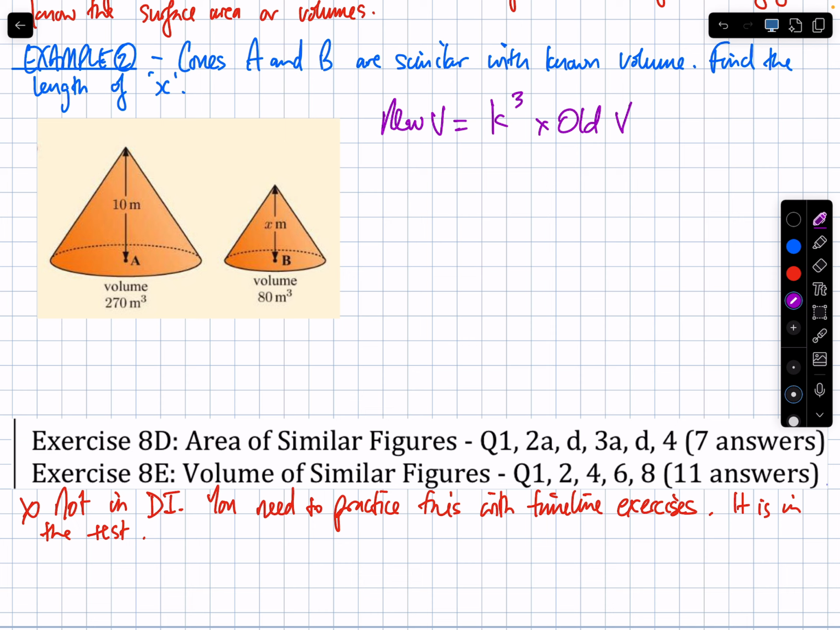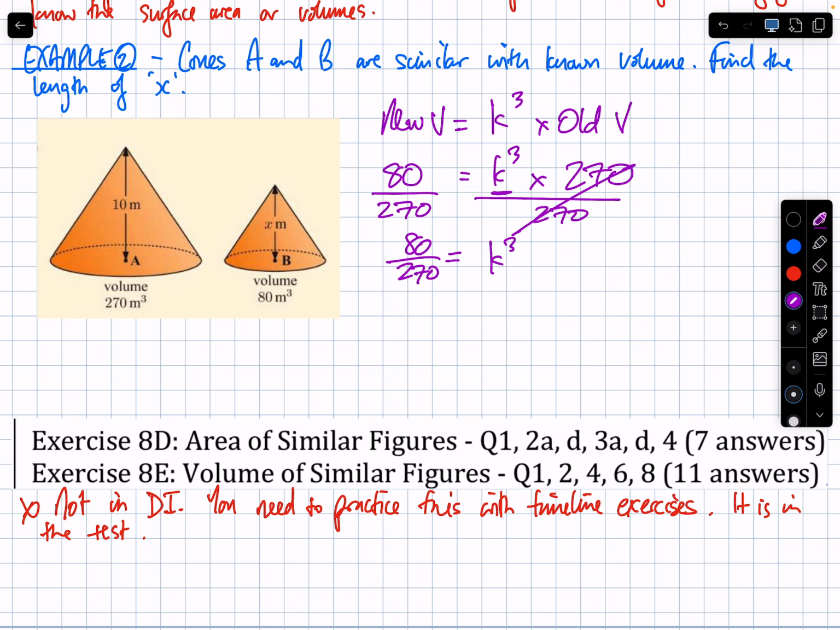Let's use that. Put what we know in. It used to be 270, so 270 times K cubed. What is the new volume? It shrank down to 80. Now I know no one likes algebra, but we use algebra here because I want to get K by itself. What's the opposite of timesing something by 270? So if I divide both sides by 270, what am I going to be left with? I'm going to be left with K cubed is equal to 80 over 270.